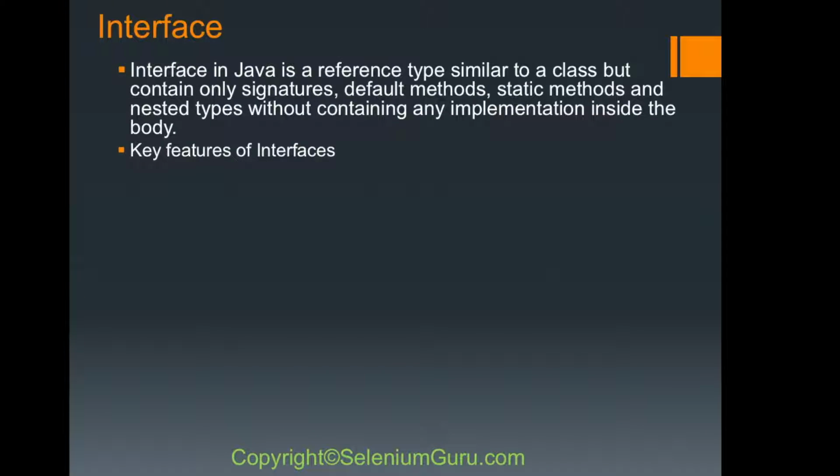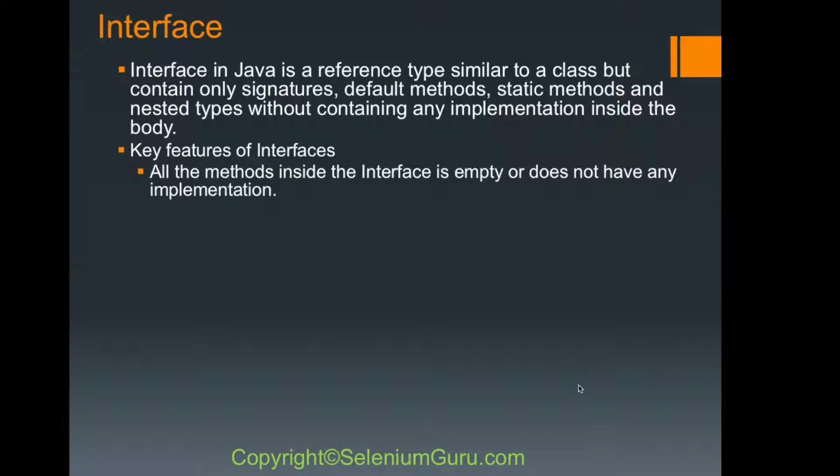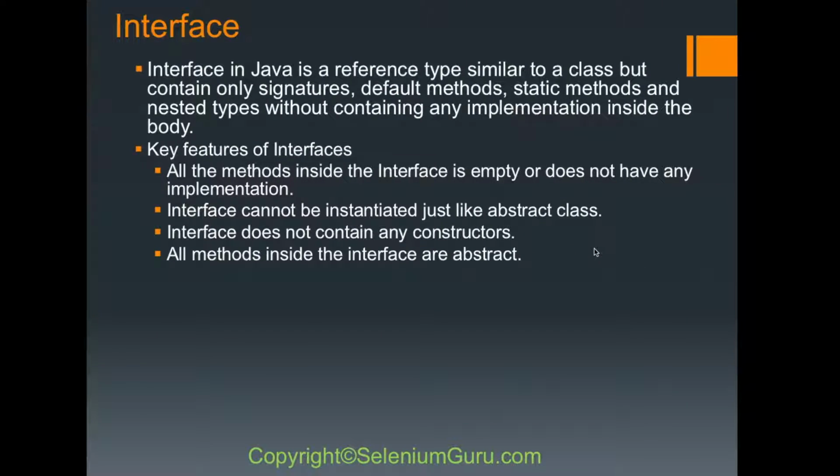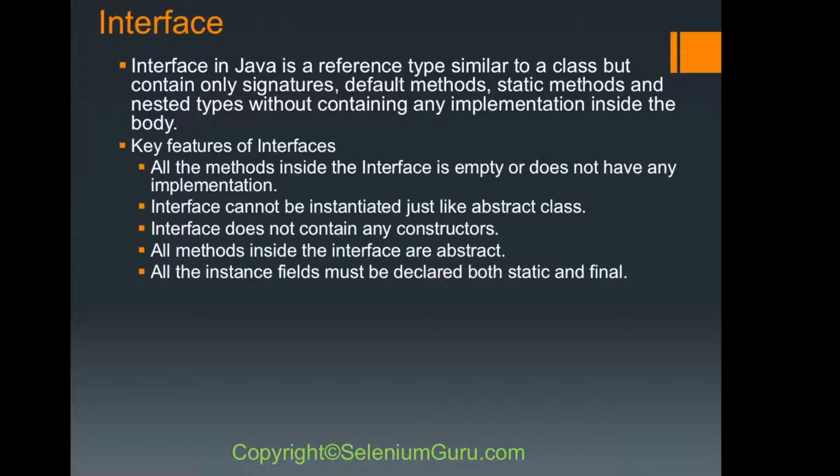So what are the key features of interfaces? All the methods inside the interface are empty, with no implementation, which means they are all abstract methods. An interface cannot be instantiated, just like an abstract class. An interface does not contain any constructors. All methods inside the interface are abstract methods. All instance fields must be declared both static and final.